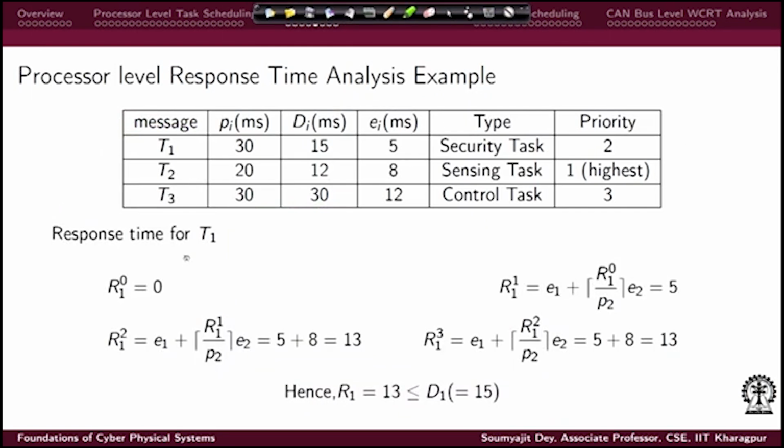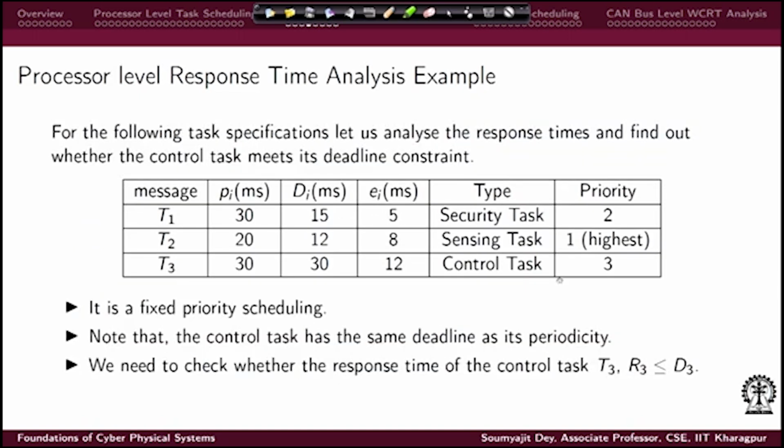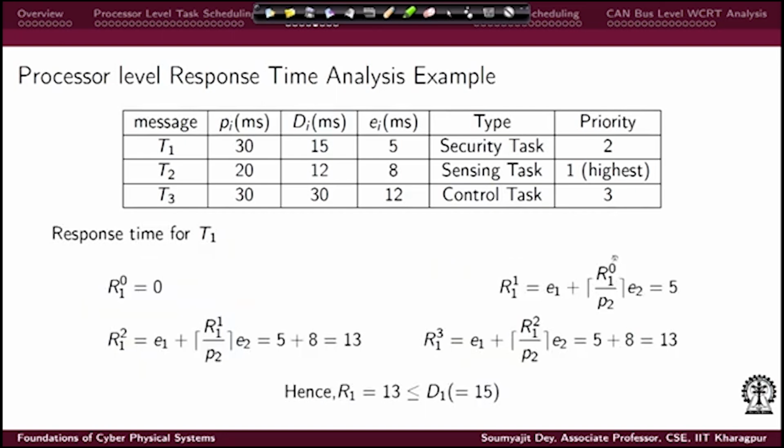So, if you just look into this calculation, just like we said, the initial estimate is 0. Now, you apply this equation once. We are computing it for the control task. That means this has a priority 3. So, it can be interrupted by which tasks? It can be interrupted by this sensing task and the security task, right.